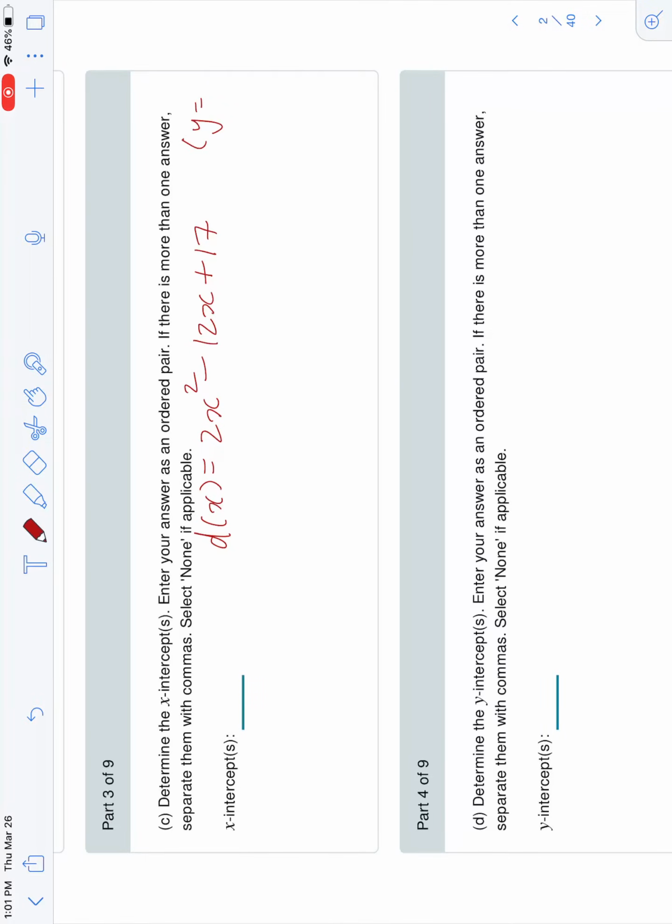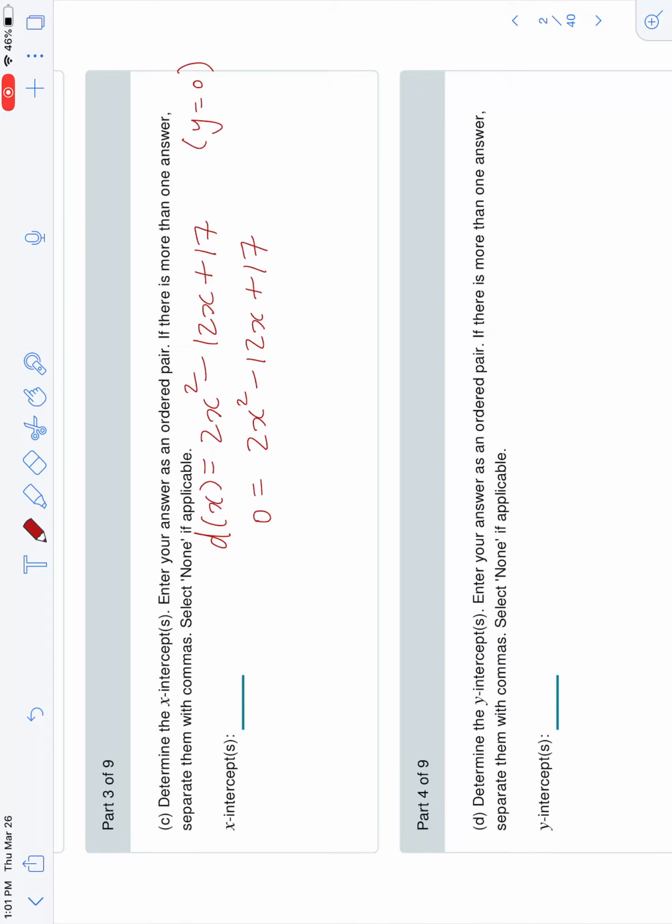Now, to find the x-intercept, you set the y value equal to 0, right? Y equals 0. So set the entire function equal to 0: 2x squared minus 12x plus 17. Now, you have to solve a quadratic equation. And we don't know if this is factorable. It will be great if it is factorable. But if it's not factorable, what do you have to do? You either have to use the quadratic formula, or you have to use completing the square.